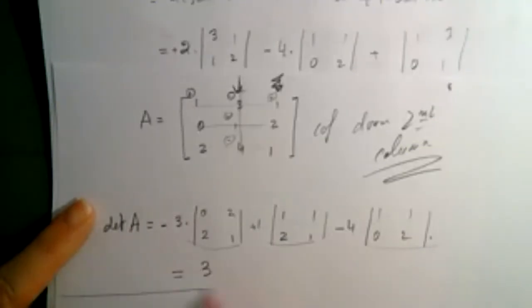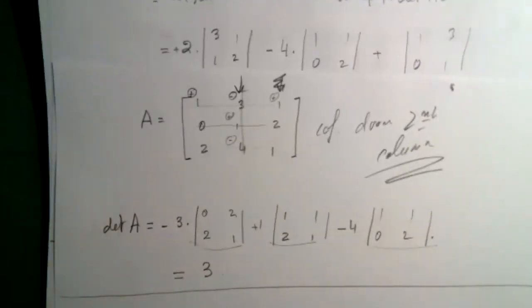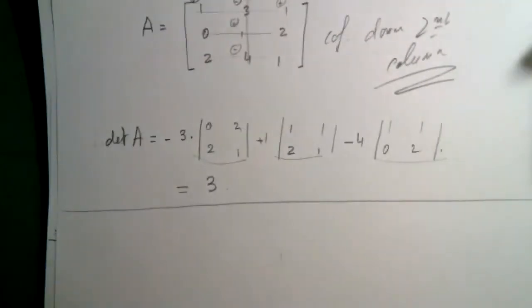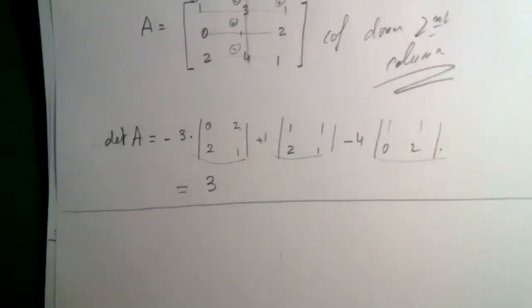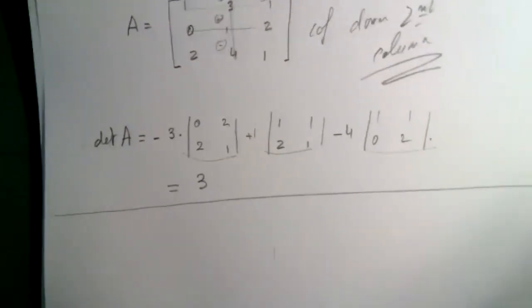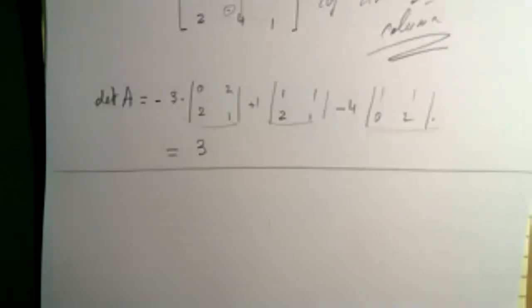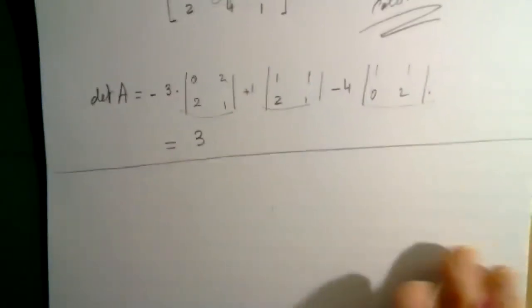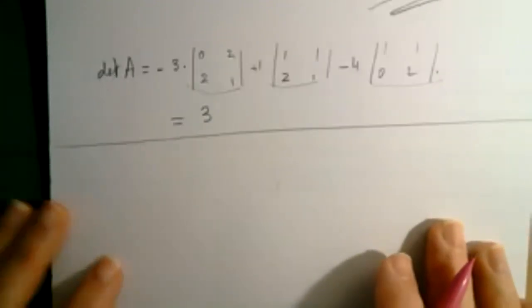So why is this useful? Can anybody tell me why having the luxury of picking a row and a column of our choice is actually useful? You could pick a row or column with the most zeros. You can pick the row and the column with those zeros. As simple as that.